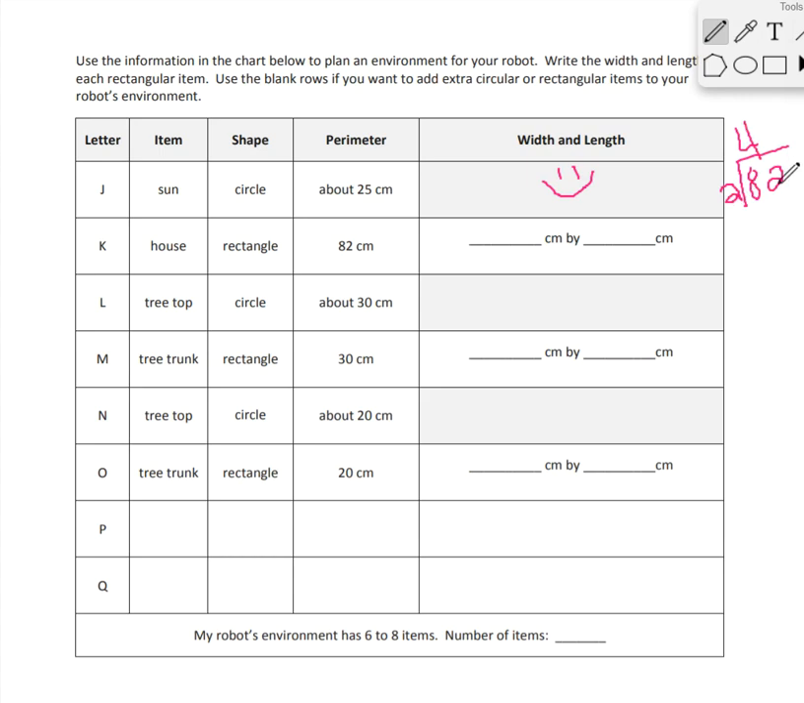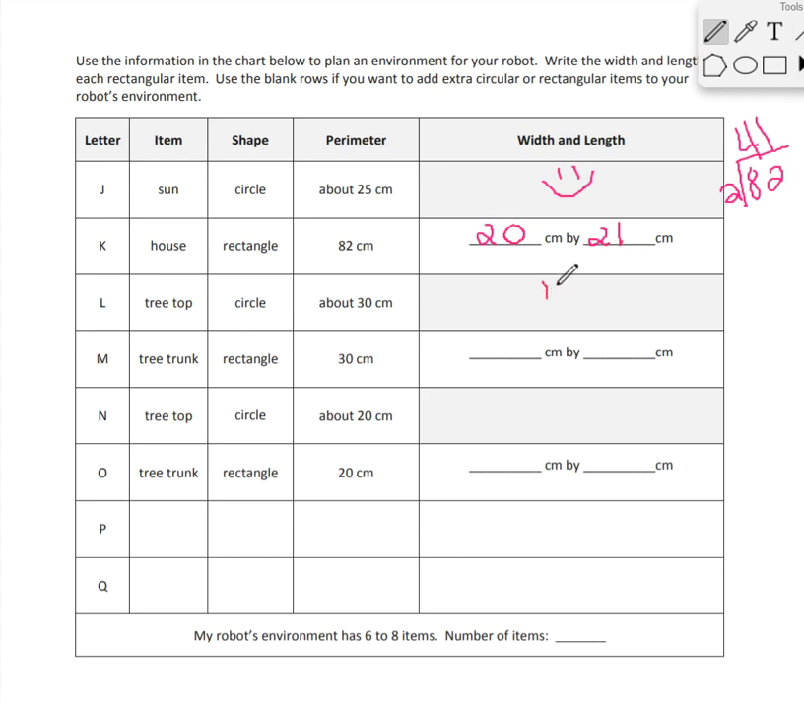Now, how many times does 2 fit into 2? Exactly 1 time. 2 fits into 2 1 time. So we are looking for a length and a width that will add up to 41. So let's see, it's a house. I'm going to say the house is squarish. And I'm going to say it's 20 centimeters by 21 centimeters. I kept it nice and simple. 20 plus 21 is 41.